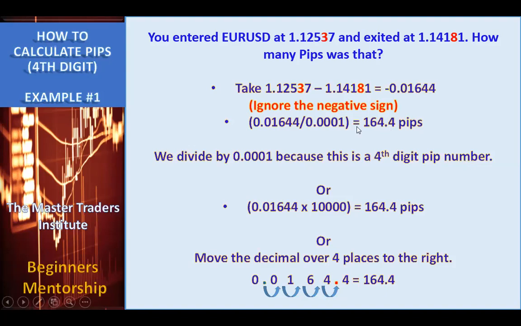Now, there is another way you can do this without stressing yourself. If you deduct this exit from the entry and you get 0.01644, all you need to do is multiply this by 10,000, and you get 164.4. Then there is another, simpler way of doing it, which is to move your decimal point 4 places to the right. We had 0.01644. All you need to do is move this decimal point 4 places to the right: 1, 2, 3, 4, just like it is done here. It's still going to give you 164.4 pips. So these are the various ways you can calculate your pips.